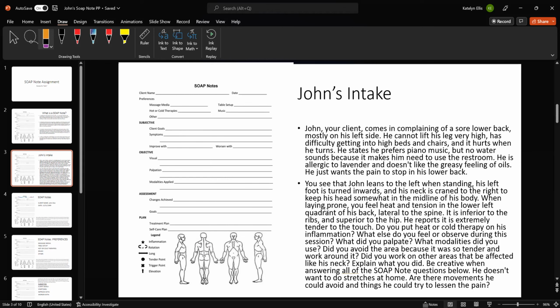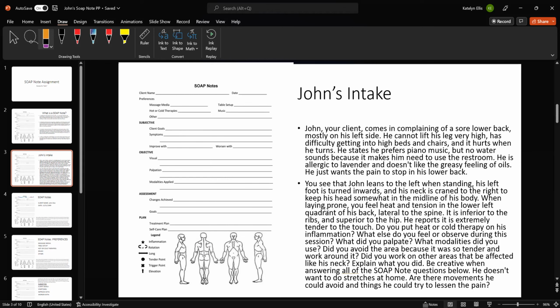You see that John leans to the left when standing. His left foot is turned inwards, and his neck is craned to the right to keep his head somewhat in the midline of his body. When laying prone, you feel heat and tension in the lower left quadrant of his back, lateral to the spine. It is inferior to the ribs and superior to the hip. He reports it as extremely tender to the touch.